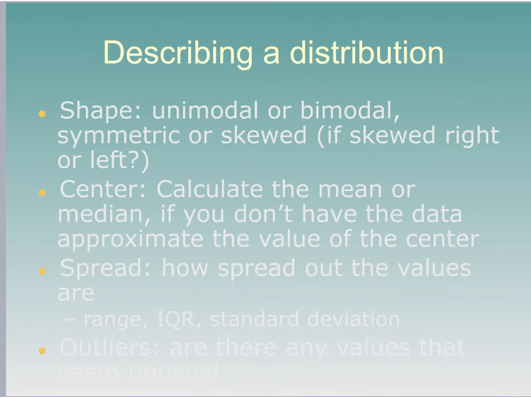Questions? Okay, so again, when we describe a distribution, we talk about the shape, the center, the spread, and the outliers. We use an acronym to help remind us, and that acronym is SOCS. If you're asked to describe a distribution, you want to talk about the SOCS: the shape, the outliers, the center, and the spread.